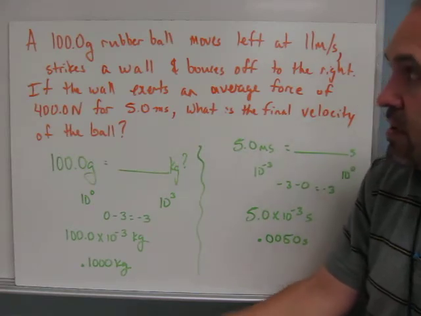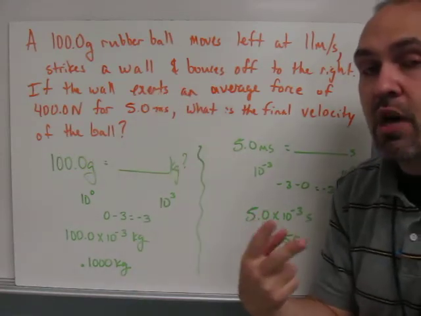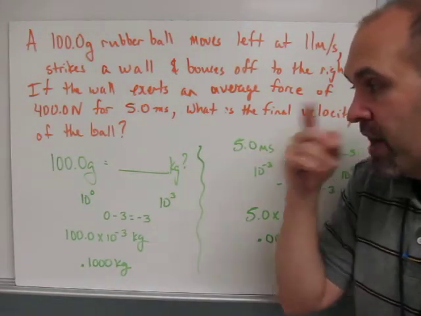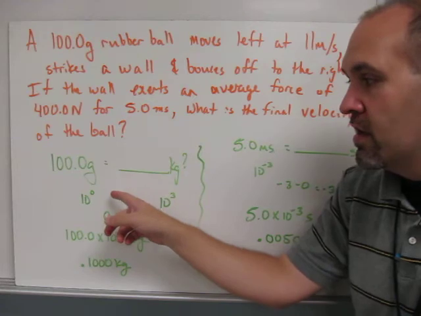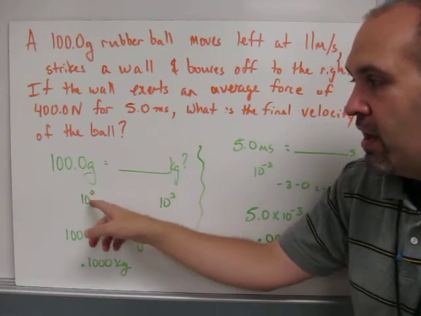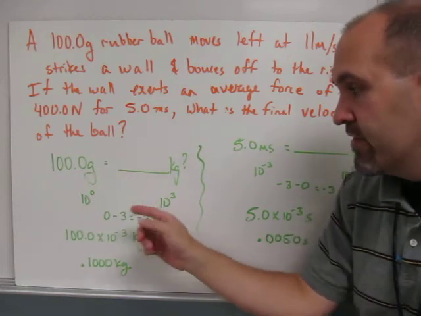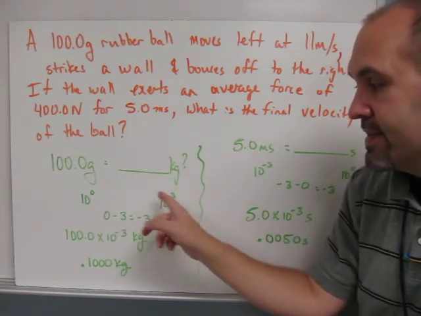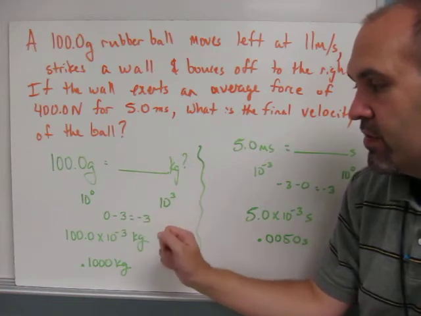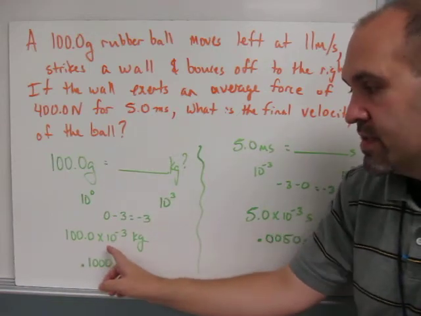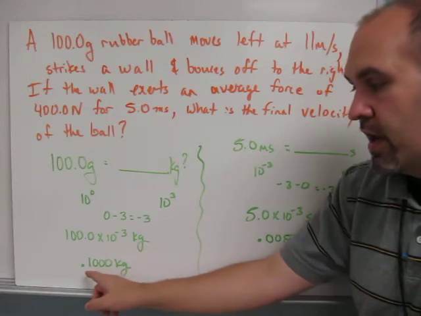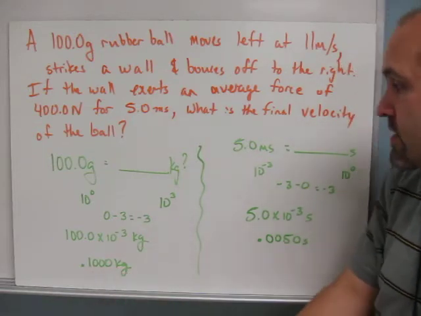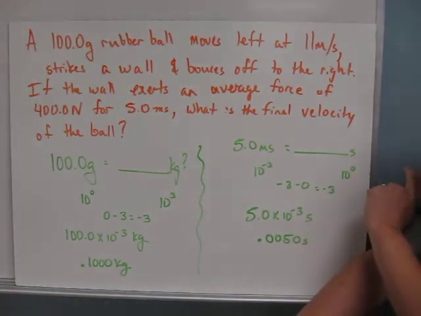What's the final velocity? So again, notice that we have two things in the problem that are non-standard units. One is grams, and I'll remind you how we did that. One way to convert: the power on the prefix here is 0 because there's no prefix. Kilograms is what we want, that power is 3, and it's always this minus that. So 0 minus 3, which gives us -3. So this is 100 times 10 to the minus 3 kilograms, or rewriting it another way, 0.1000 kilograms.